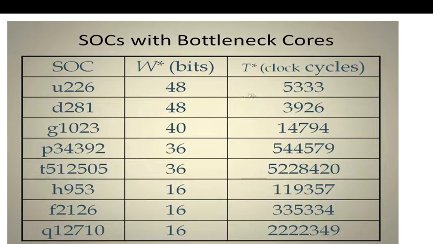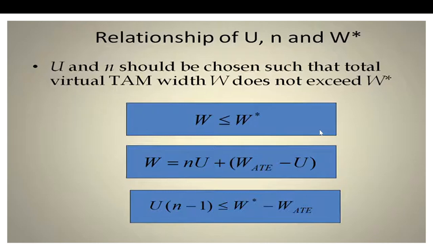So now SOC with the bottleneck cores, these are some benchmark circuits. So we have seen that for the particular W star, this is the T star, beyond which, if you increase the W also, the T star is not going to decrease. So that is the bottleneck core. Relationship between U, N and W star. So U and N should be chosen such that total virtual TAM width W does not exceed W star. This is the number of W width we have, so we should not increase it beyond that.